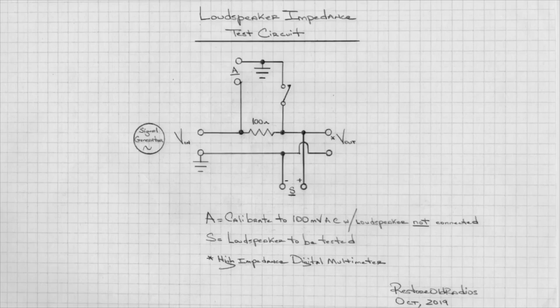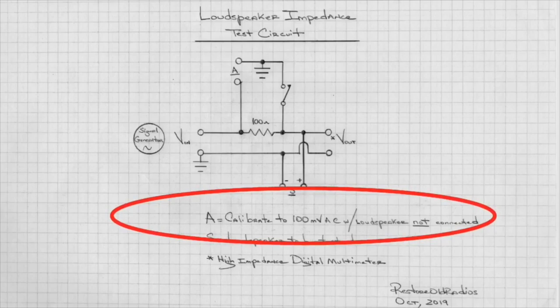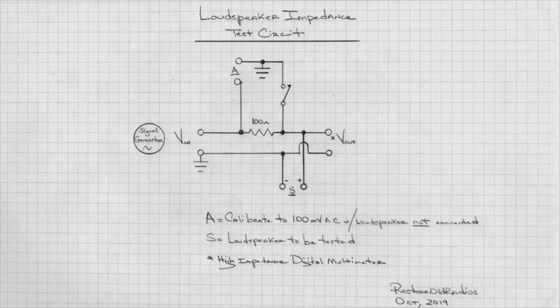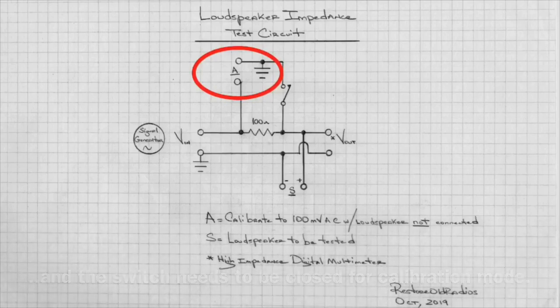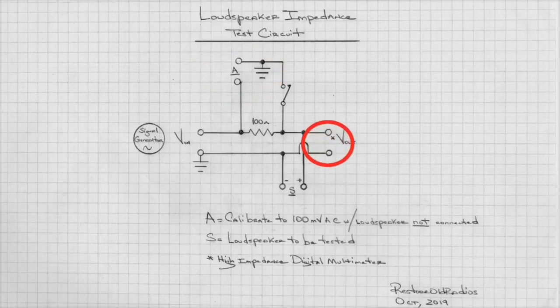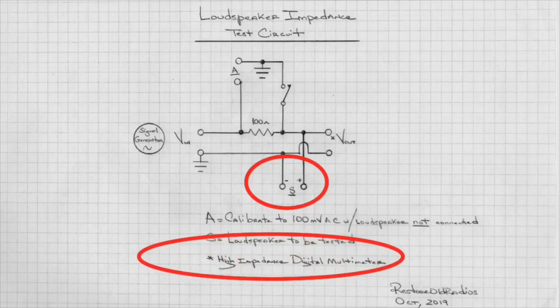And then the first thing we'll do is calibrate. So if you go down here to my calibration steps, you'll see I'm going to calibrate to 100 millivolts AC with the loudspeaker not connected. And we'll make that connection point here, number A, on the input side of the resistor itself. So once we set that voltage reference, the only thing left to do is hook up my meter at this location and hook up our test speaker at this location. And we can actually read the impedance of the speaker itself right on the high impedance digital multimeter. Let's take a look at it in action here.